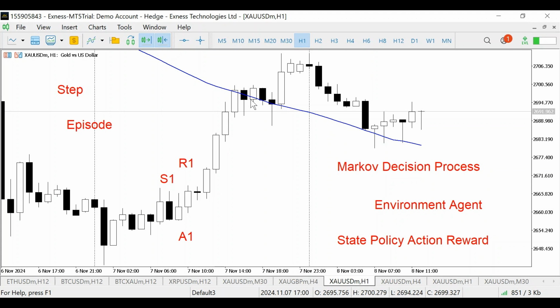So this is how we want to define the Markov decision process, and this is how we have to code it. It's a very simple model. Once we start coding, you will understand how simple it is. You just have to remember these things. The Markov decision process comprises environment, agent, state, policy, action, reward. State is S1 if you start from this candle, A1 is the action at state 1, and R1 is the reward. Then each next candle is a step, so this is S2, A2, R2, and the episode lasts as long as we don't achieve our reward or the stop loss is hit. This is the episode. I hope things are clear and you have understood the concepts.